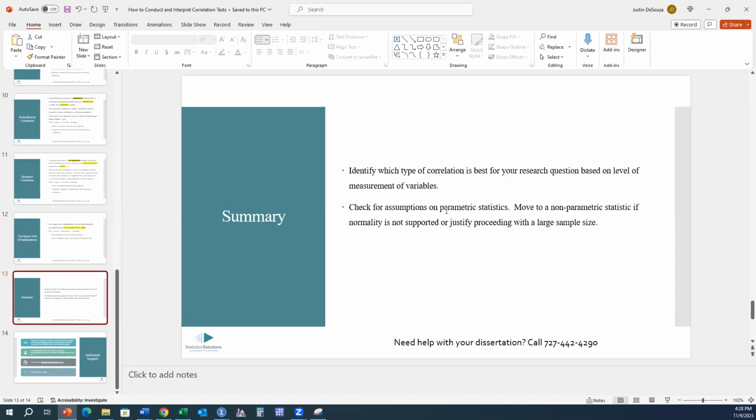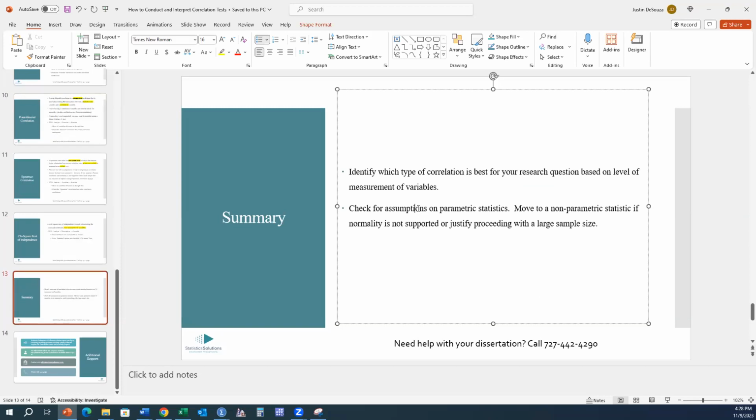And then you'll want to check for the assumptions. So checking for normality is the primary assumption for parametric tests. And if the assumption is not supported, then you can shift to a non-parametric technique, or you can use your sample size. If it is sufficiently large, use your sample size to justify proceeding.